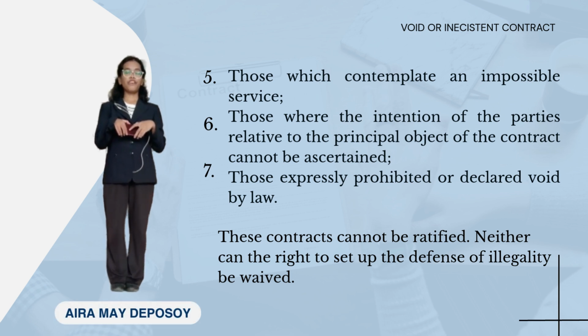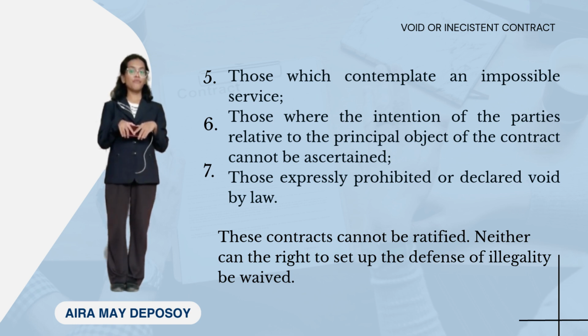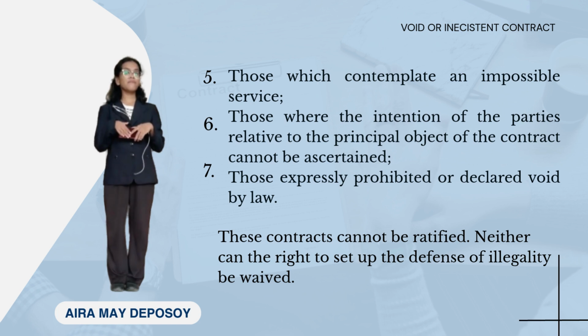Another example of a void contract is those contracts that contemplate an impossible service. This is a contract requiring something that can't be done and is considered void. For example, a blind man enters a contract to paint a mural. He cannot perform the task due to blindness. This is not a temporary obstacle but a permanent impossibility, making the contract void.